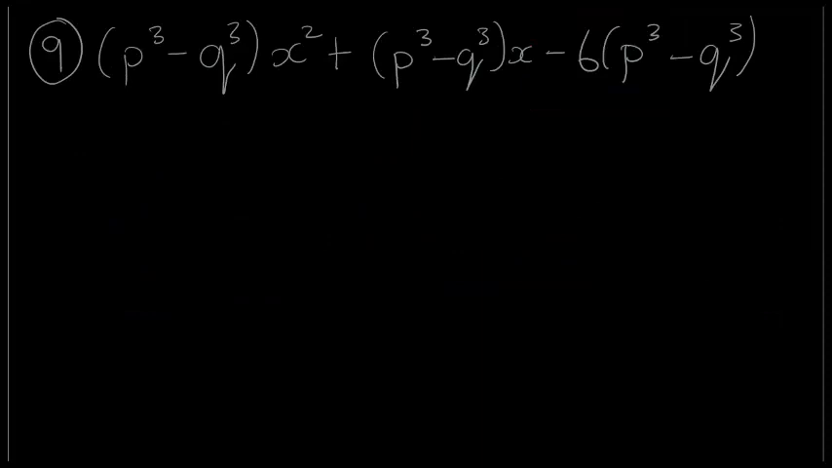This is question 9. We have p cubed minus q cubed multiplied by x squared plus p cubed minus q cubed multiplied by x, subtracted from 6 multiplied by p cubed minus q cubed. So our common factor is the bracket. That's easy enough to see.